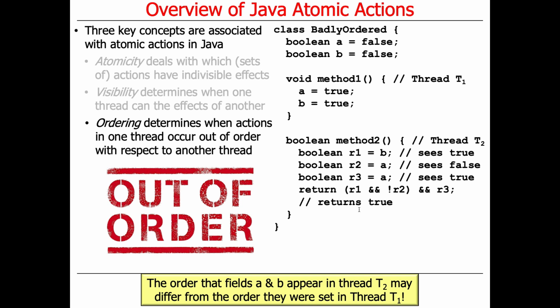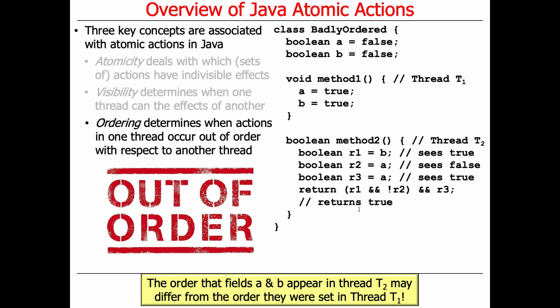Once again, it kind of gives away the problem here. We have two fields, two Booleans, A and B. Both are set to false. Here we have method 1, where we're going to set A and B to true, one after another. And then the question is, what will the values of R1, R2, and R3 be with respect to A and B if we read them in thread T2?